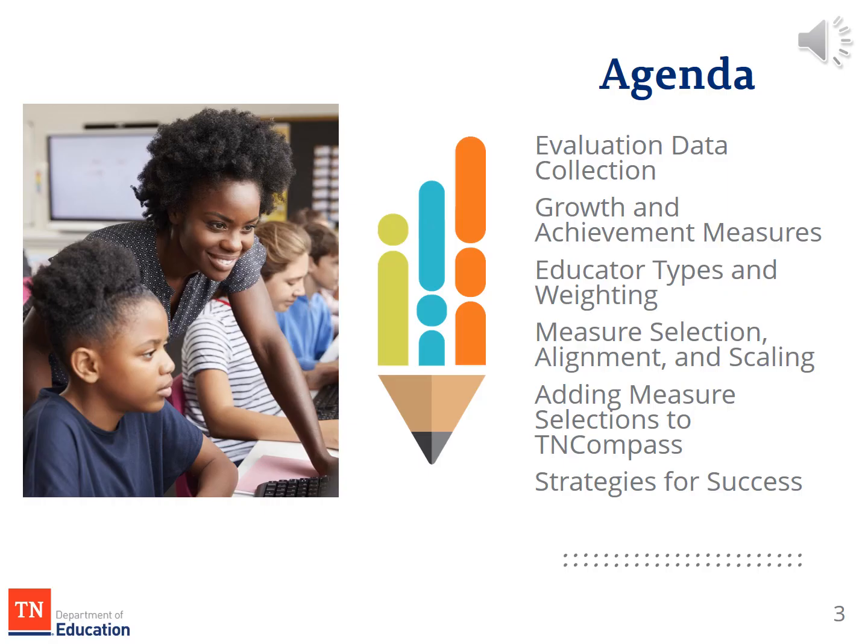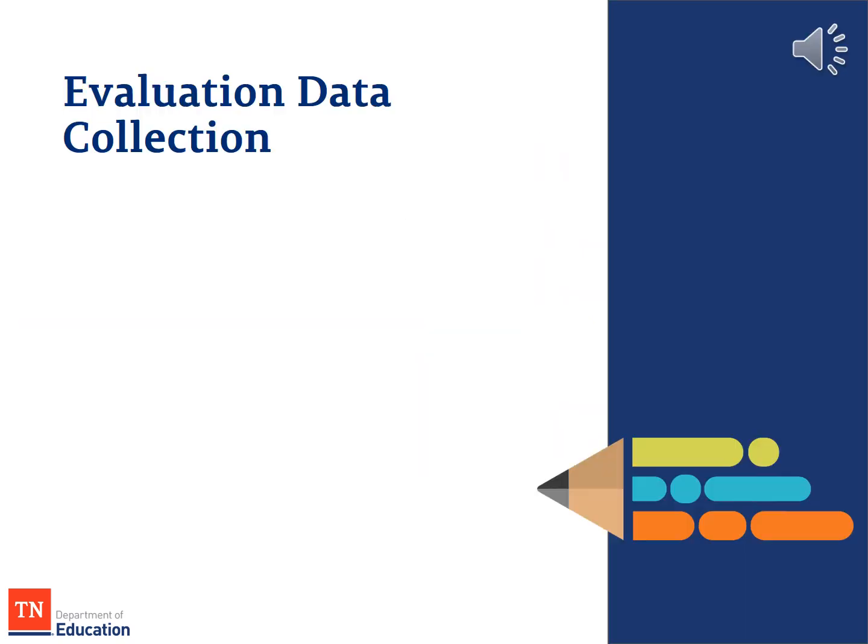In this module, we will investigate the following topics associated with measure selection and scaling. These include evaluation data collection, growth and achievement measures, educator types and weighting, measure selection, alignment, and scaling, adding measures to T-Encompass, and strategies for success. Accurate data collection is critical for all components of the team evaluation system. We will discuss the types of data available for both growth and achievement measures. Additionally, we will review guidance on measure selection as well as achievement measure scaling.